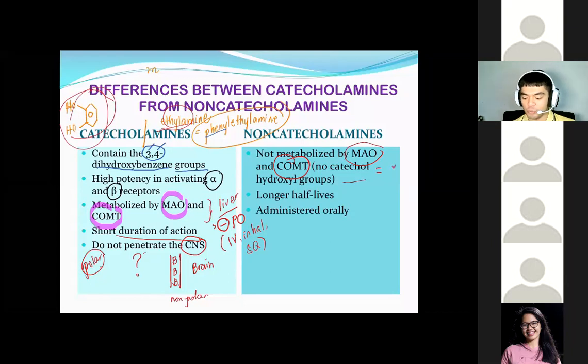Therefore, mape-permit ba ang by-mouth administration when we talk of non-catecholamines? Yes, so pwede siyang by mouth administered. Longer half-lives, kaya lesser frequency of administration. And ito nga nakalagay, administered orally. And take note, there are some examples of non-catecholamines that can actually enter the brain. So meron din mga centrally acting, unlike ng catecholamines, wala talaga. So in connection to that, let's have some examples.